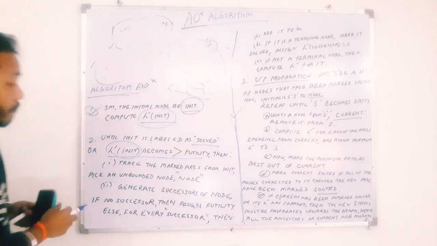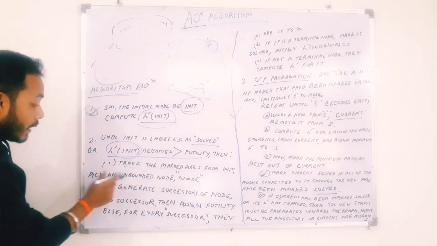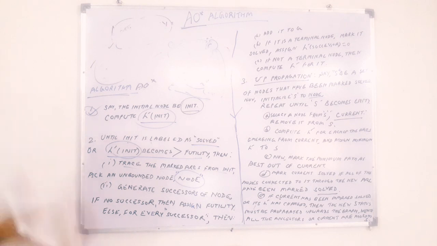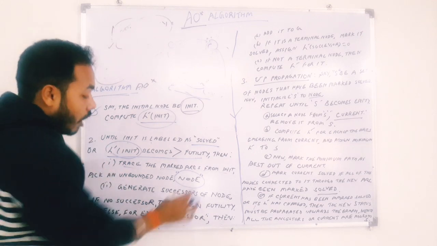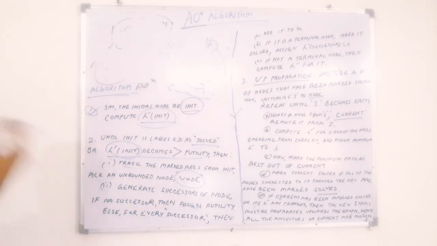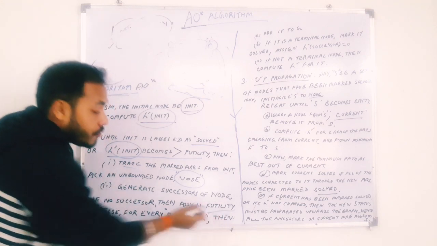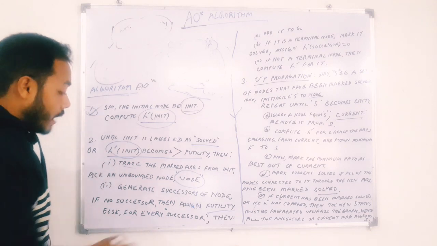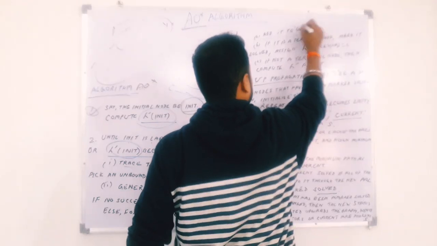Now the sub processes are: first, trace the marked arcs from init and pick an unexpanded node, meaning the node which is not yet solved, or whose successors have not yet been generated. Now you pick this node and generate the successors. If no successors exist, then obviously we assign futility to it. And if successors can be generated, then for every successor we add that successor to the graph.